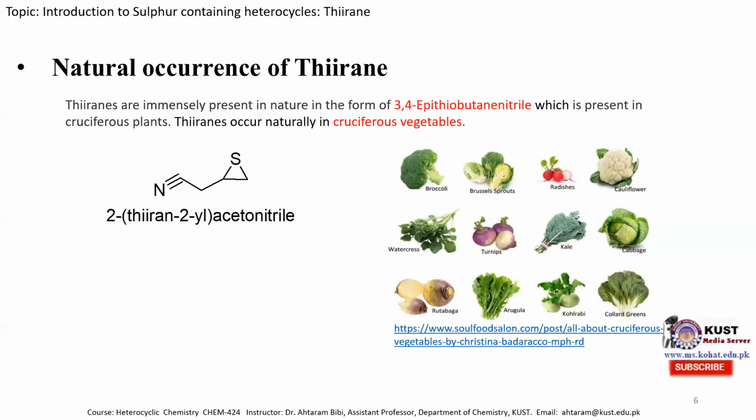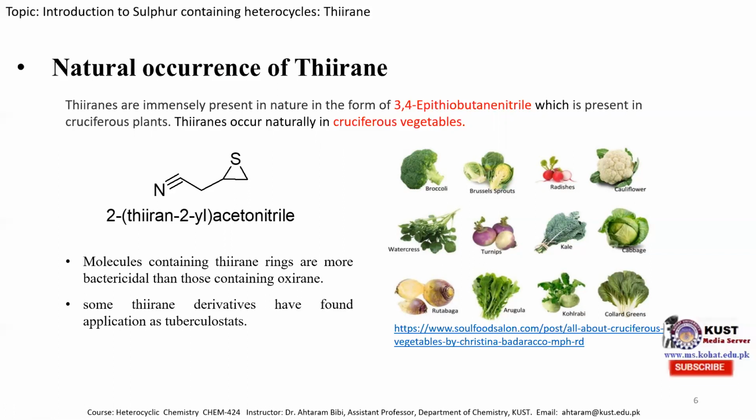This thiirane molecule is very important because molecules containing thiirane rings are more bactericidal than those containing the oxygen-containing heterocycle, that is oxirane. And some thiirane derivatives have found application as tuberculostatics. And thiirane monoxide has been reported to be an insecticide, molluscicide, as well as herbicide, as I mentioned in the previous slide too. So as compared to the oxygen-containing heterocycle, the sulfur-containing three-membered saturated heterocycle is biologically more active as compared to the oxirane molecule.